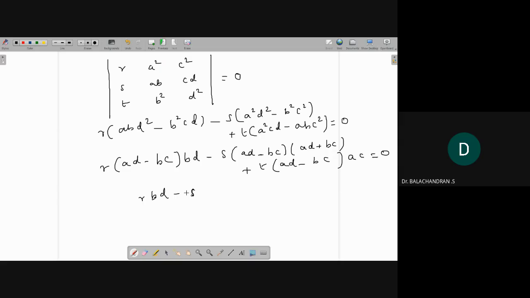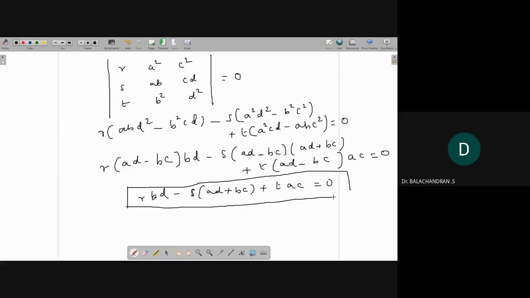r bd minus s into ad plus bc plus t into ac. So this is the final answer. This is the required PDE. If you want to write, you can write what is r, what is s, what is t. You know that, that's why I leave it.